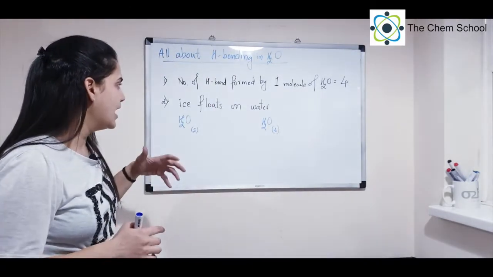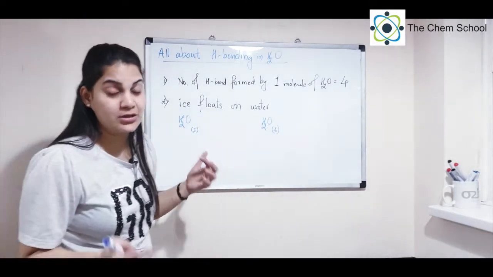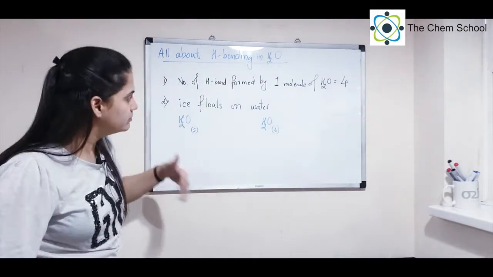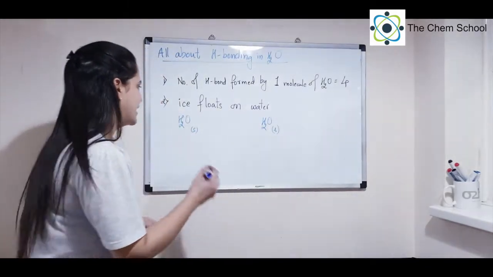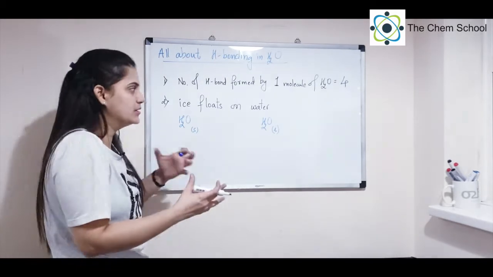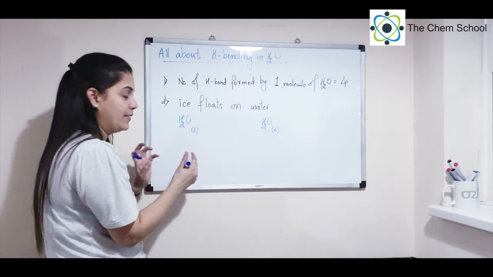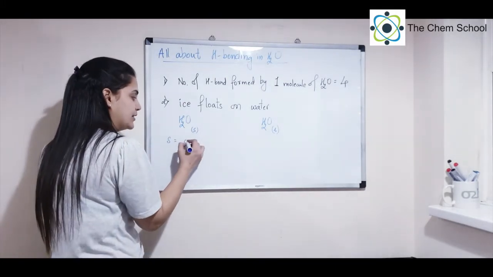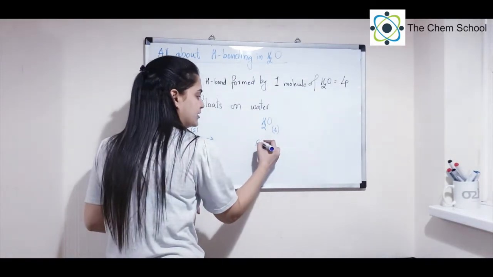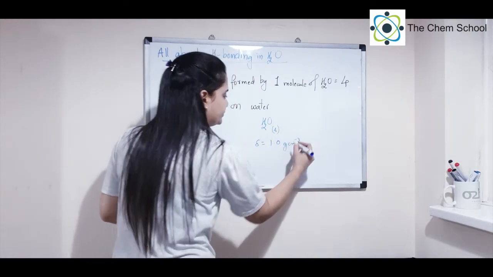The next one is ice floats on water. So you have studied it for a very long time and you should know the reason for this. Why? The reason is, we know that the density of ice is less than density of water. Usually solids are heavier, but in this case it is the reverse, that is, liquid is heavier than the solid. Why? Because the density here is 0.9 grams per cm cube or per ml, and here the density, we know, is 1 gram per cm cube.